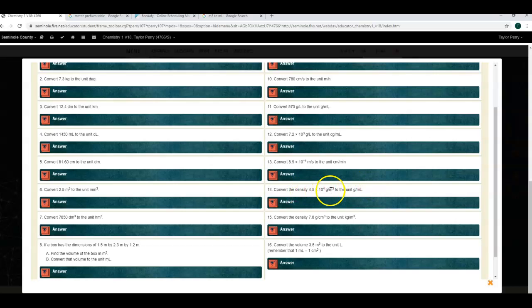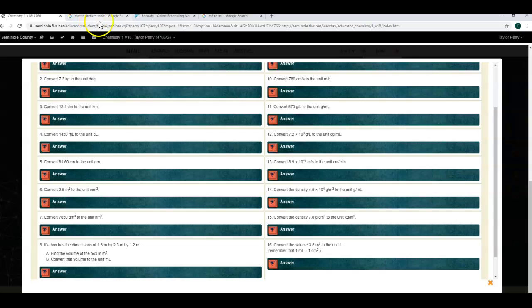Okay, let's start with our number here. I'm going to write this down off screen and then show the screen. It's 4.5 times 10 to the fourth power grams per meters cubed. And we need to convert that into grams per milliliters.